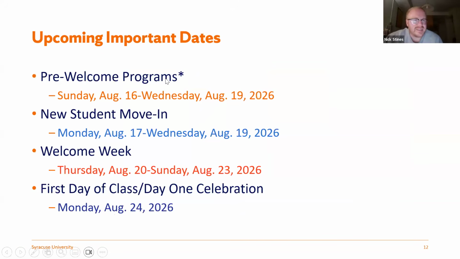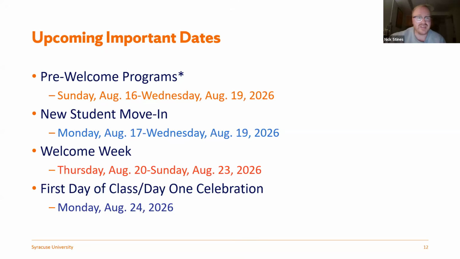Okay. And the last thing I just want to advertise to you all is understanding what these upcoming important dates look like. So obviously, if you sign up for a pre-welcome program, those run from Sunday, August 16th to August 19th. If you have any questions about the specific program you signed up for, definitely reach out to the contact in the form that you filled out, and I know that the information is still available on our pre-welcome programs webpage. So don't be afraid to send them an email. They're more than welcome to answer any questions.